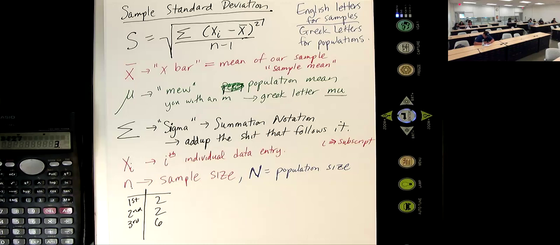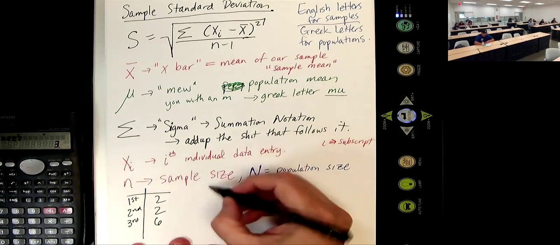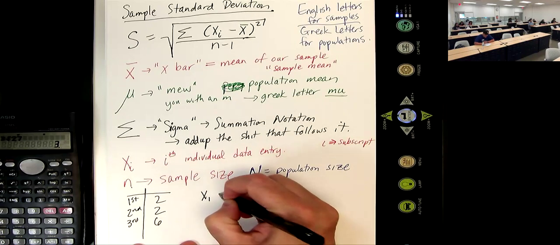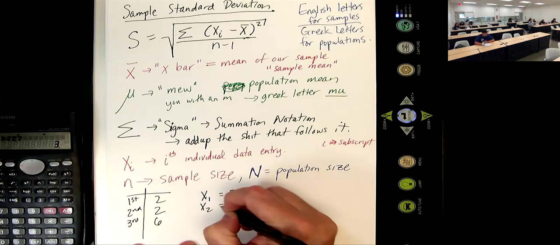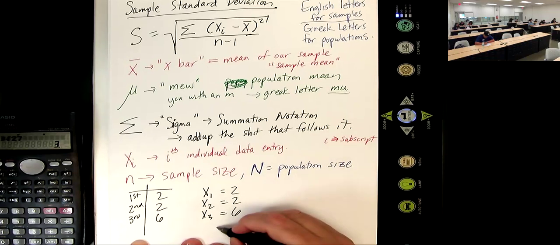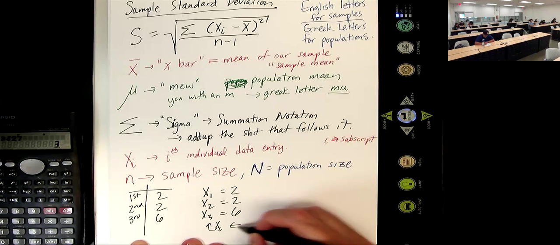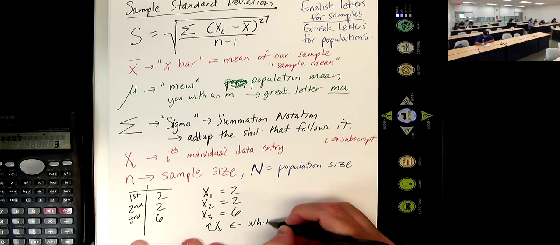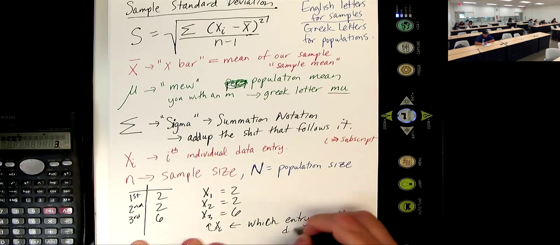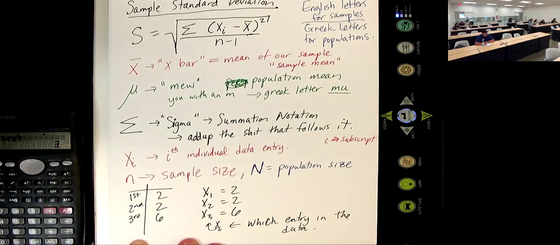Brittany's ignoring me. We got 3 people here. So like here, if these are my x sub i's, x1 would be 2, x2 is 2, x3 is 6. So these are the i and the x sub i, and it's telling me which entry in the data. That's all the i means.